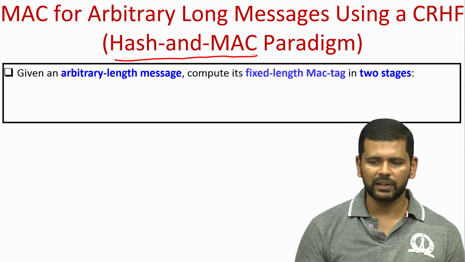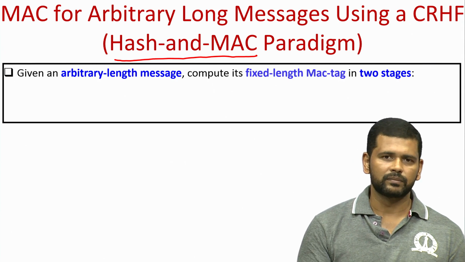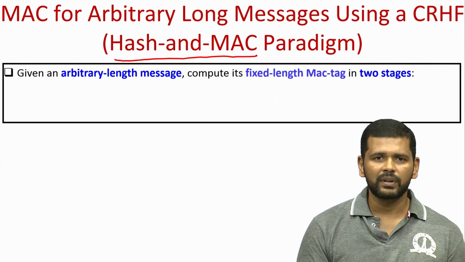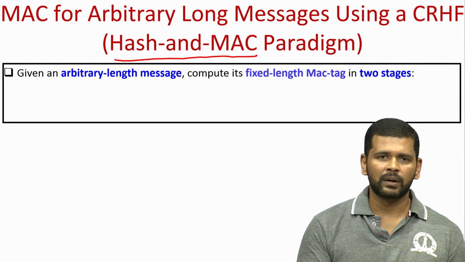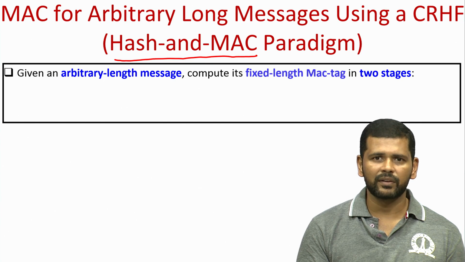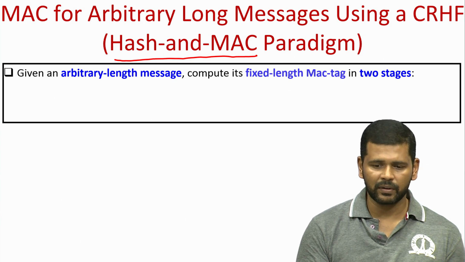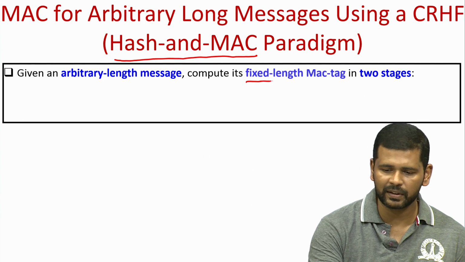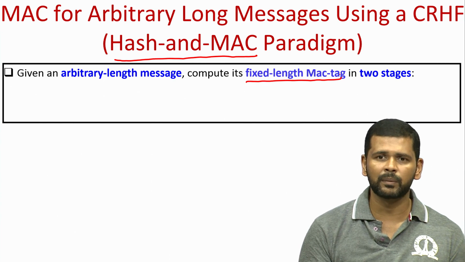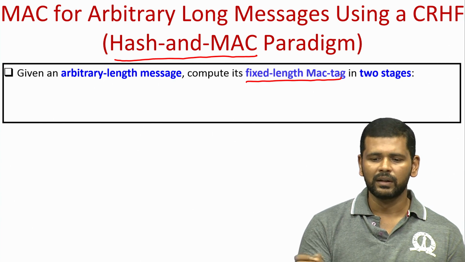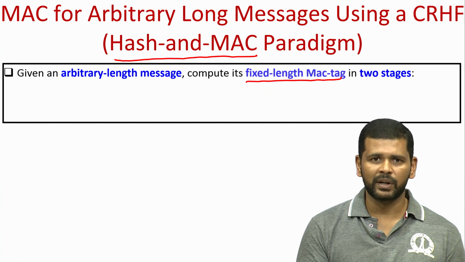As the name suggests, if you are given an arbitrary length message on which you want to compute the authentication tag, then the tag is computed in 2 stages, and remember that our tag should be of fixed length. Its length should not depend upon the message which you want to authenticate. So, this fixed length tag is computed in 2 stages.